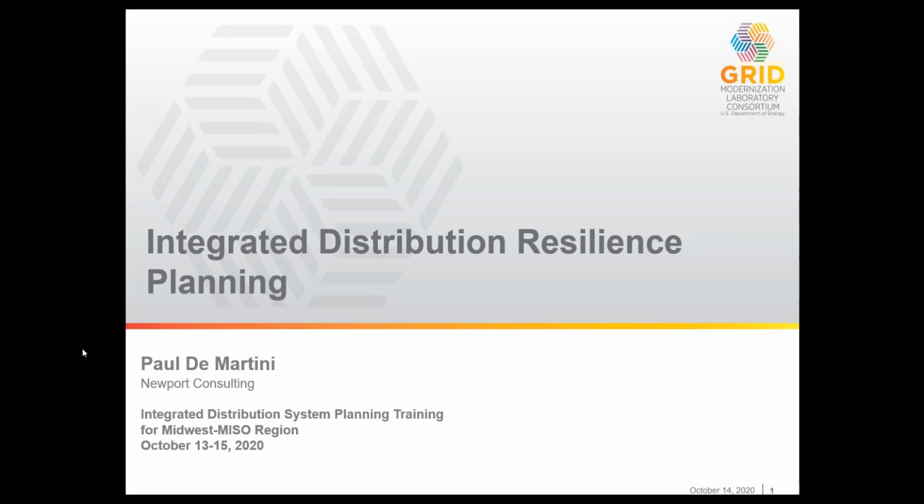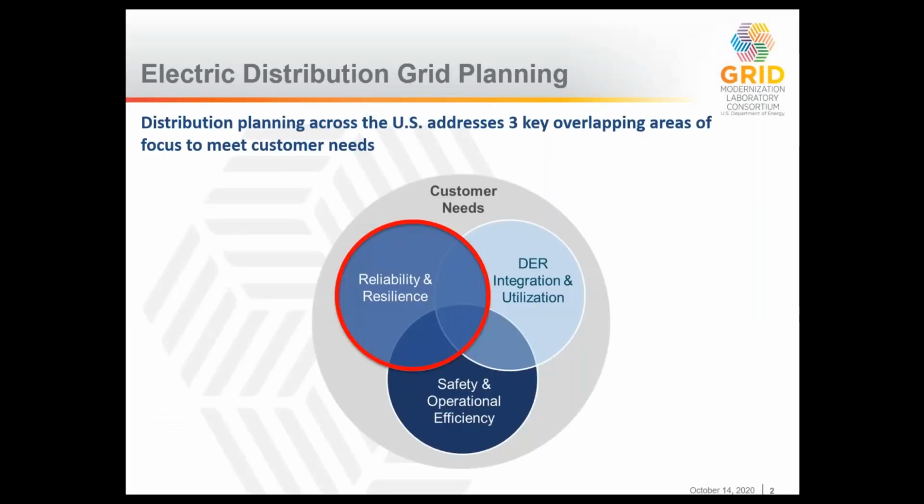Thanks, Carrie. So building on the discussion we started earlier today on integrated distribution planning, here we're going to zoom in on one of the dimensions we discussed on resilience planning. Next slide, please. So as I was illustrating earlier, there are really three domains of planning analysis that happen. The one we're going to focus on here is reliability and resilience.